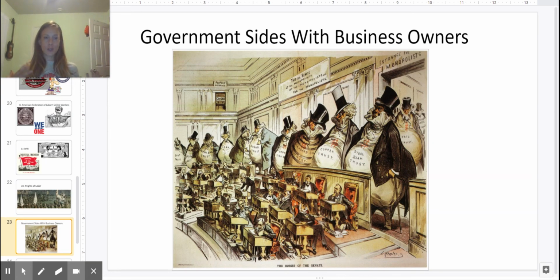And so I want you to take a look at this political cartoon. This is one of my favorite political cartoons, I think, of all time. And so the title of the cartoon is called Bosses of the Senate. And so here, this is supposed to be U.S. senators. And so just in case you need a recap on our government, each state elects 2 senators. And so these senators are supposed to represent us. However, let's take a look in these corners.